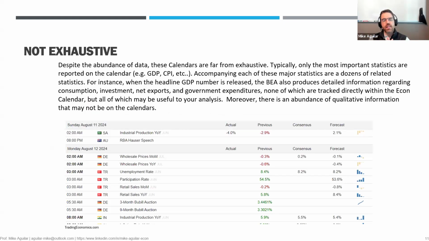And the other thing is that these calendars are not exhaustive. I took a snapshot here of Trading Economics, and it has a lot of information, not just for the US but international, and not just quantitative but also some qualitative information. Nonetheless, they're not exhaustive. So I want this to be a tool in your macro arsenal, but not the entirety of it. Hope that helps.